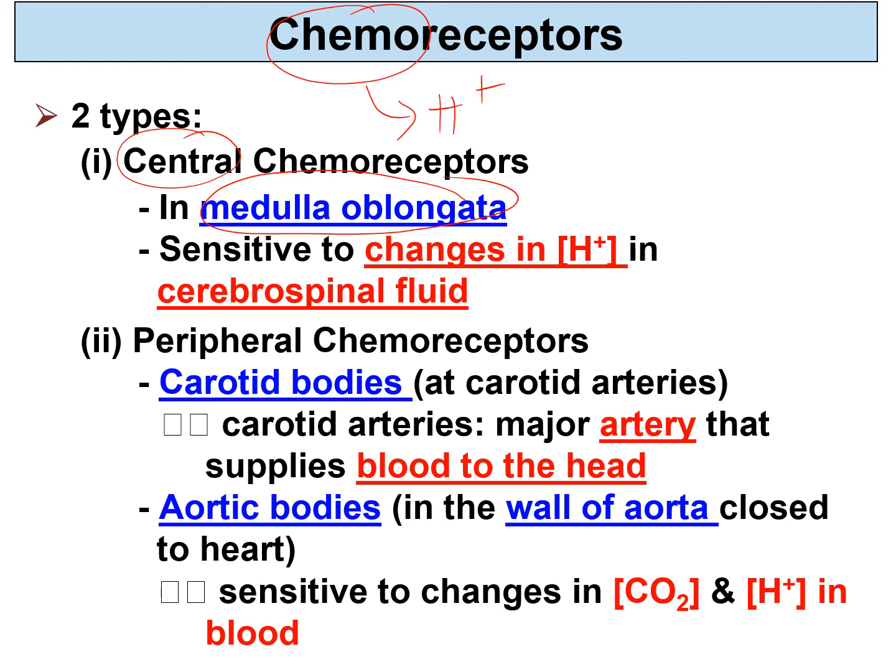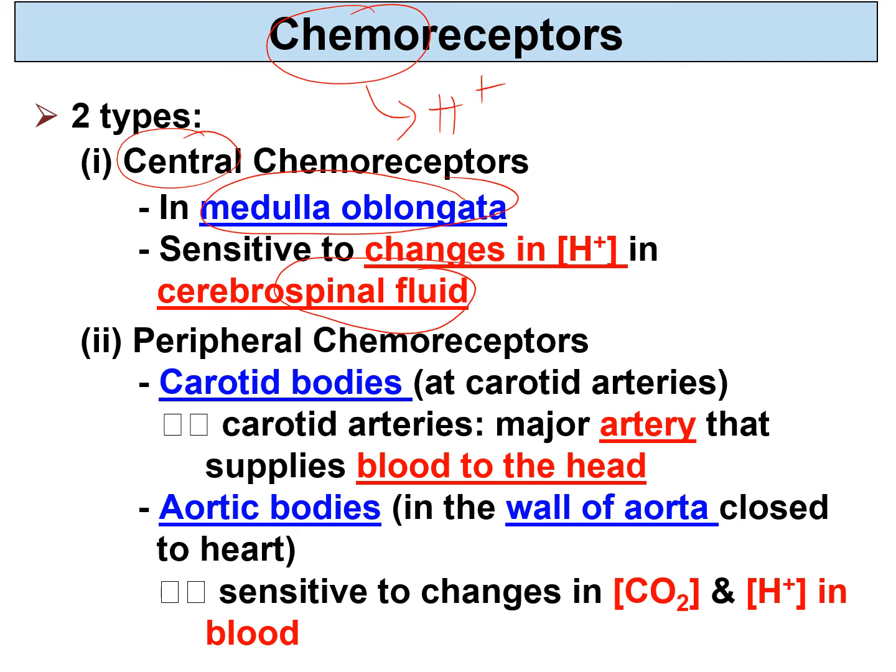In medulla oblongata, the chemoreceptor is sensitive to changes in hydrogen ion in cerebrospinal fluid, not in blood, because the blood should not be mixed with the cerebrospinal fluid.